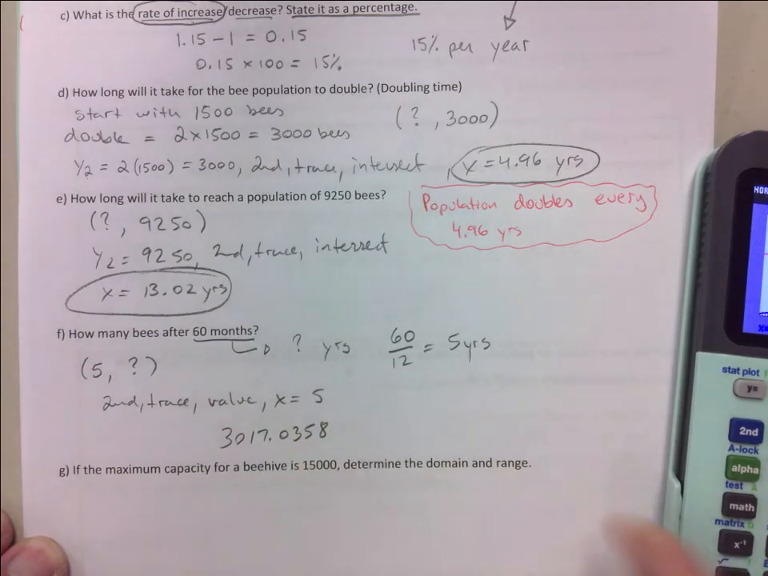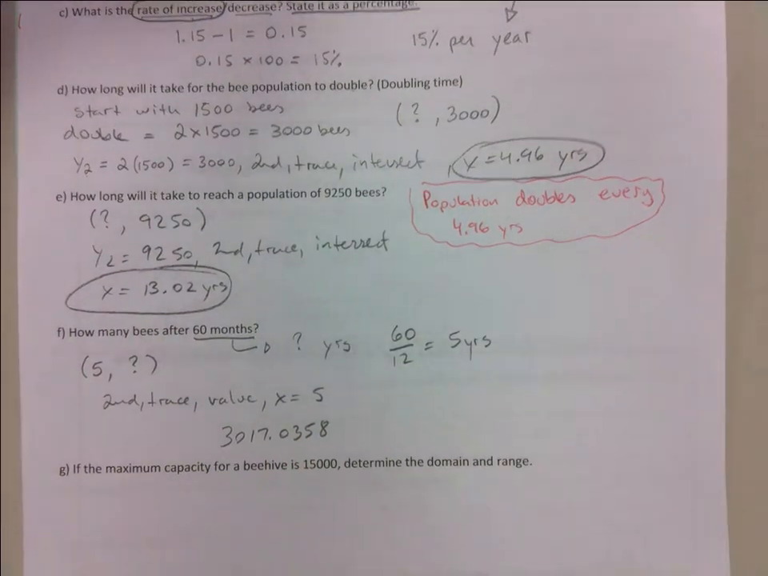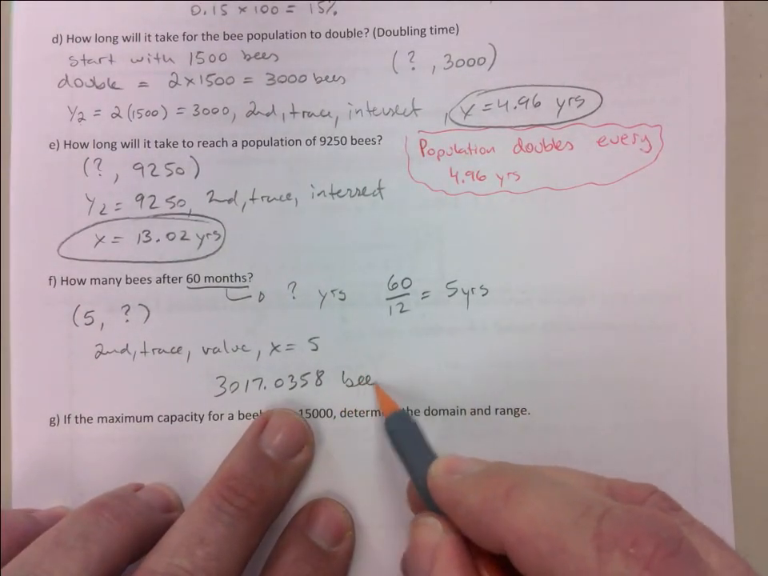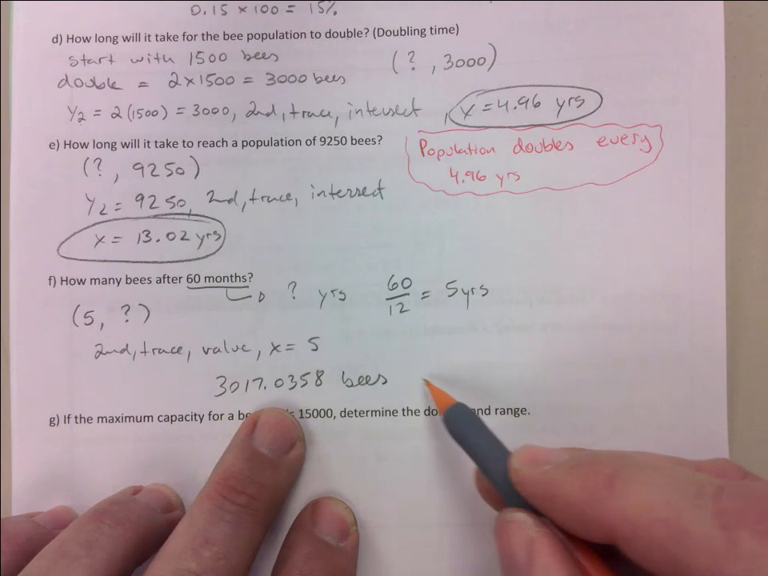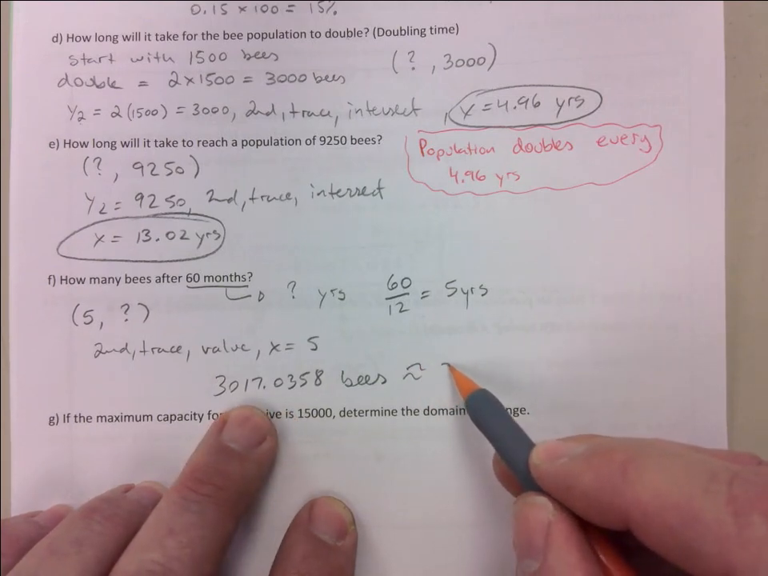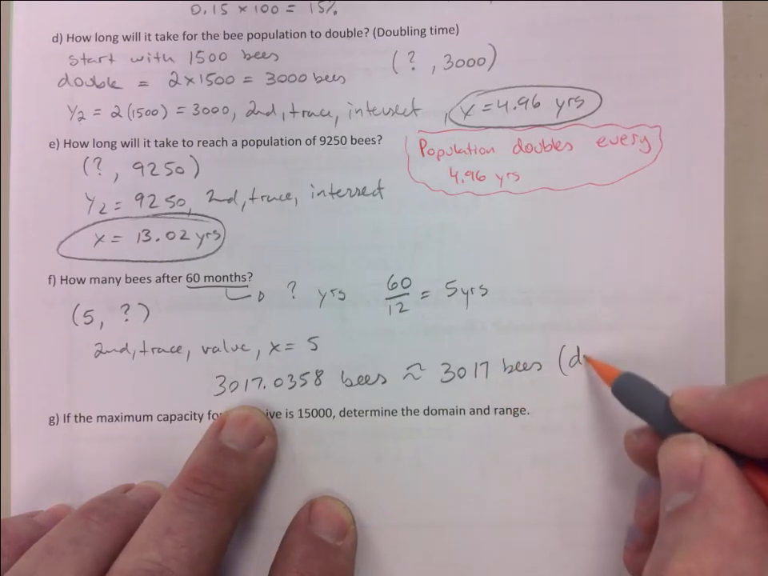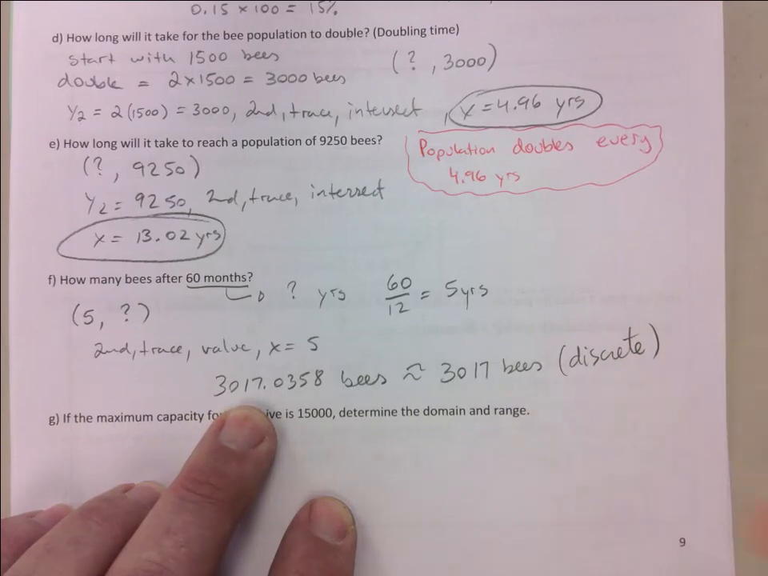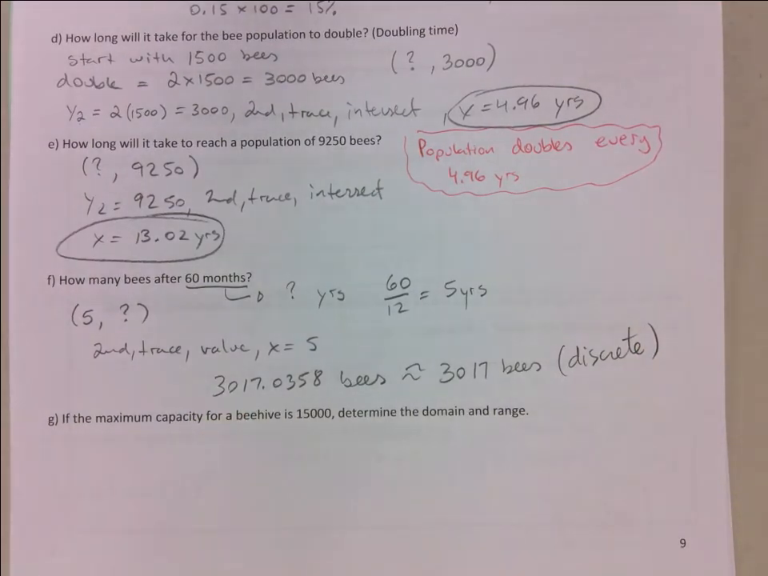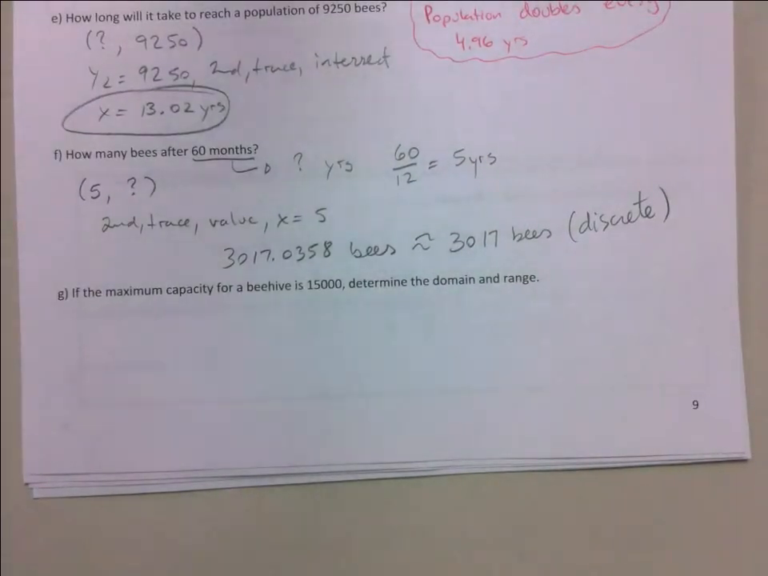What do you do when you answer that? Can you answer that in this case? Can you have that many bees? You can't. So you have to say approximately 3,017 bees. It's discrete. You remember discrete data versus continuous data? So if the question kind of begs for whole numbers, you have to give me whole numbers. Like on the test, tickets, you can't go 0.34 tickets, right? Or 0.33 tickets. You have to round it to a whole number.